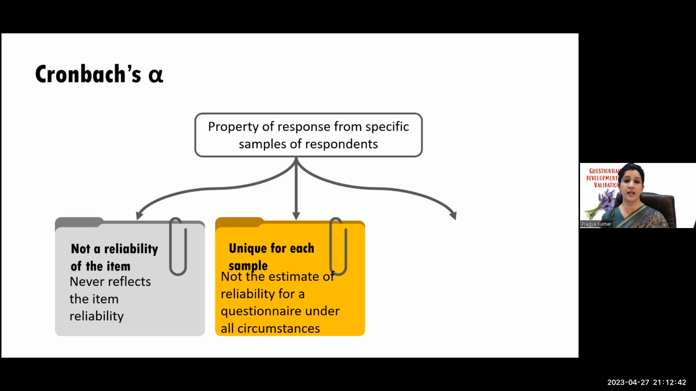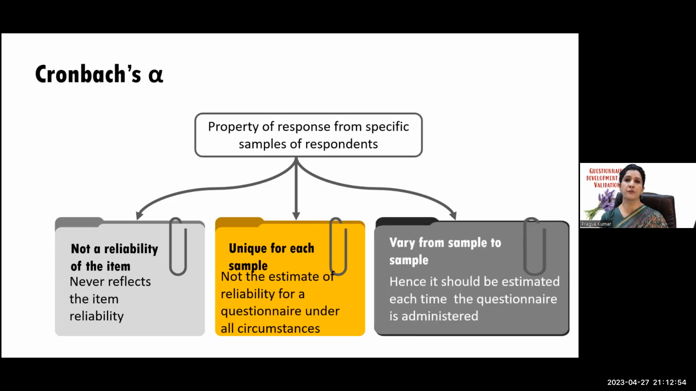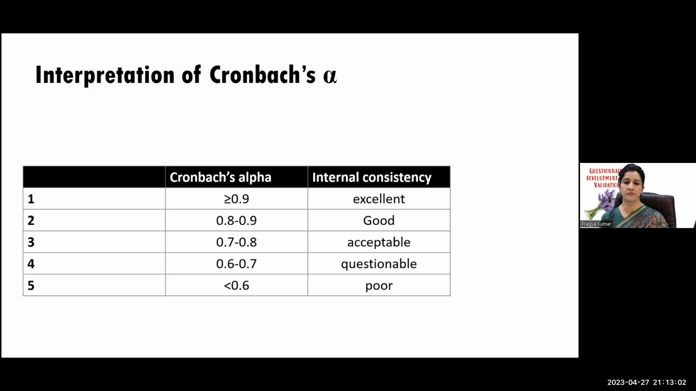It is not like that if the questionnaire has got a reliability of 0.8, likewise we discussed, and Alpna also said that it is respondent driven. So the value of Cronbach alpha will be unique for each sample, and it will vary from sample to sample. So hence it should be estimated each time the questionnaire is administered.